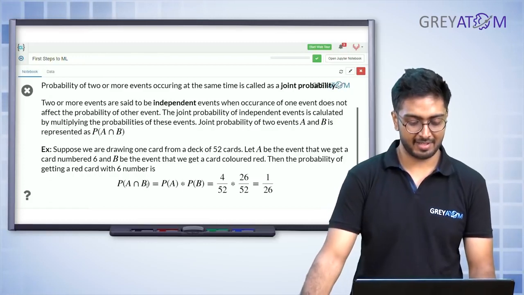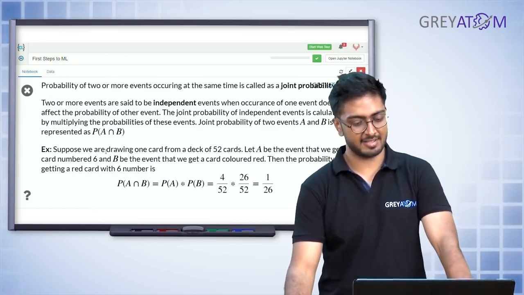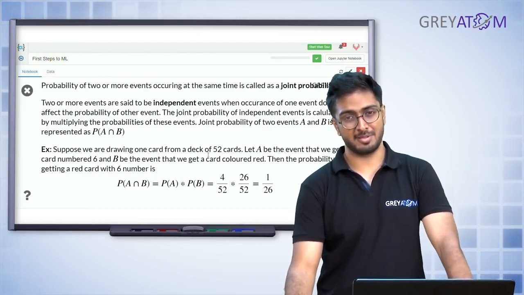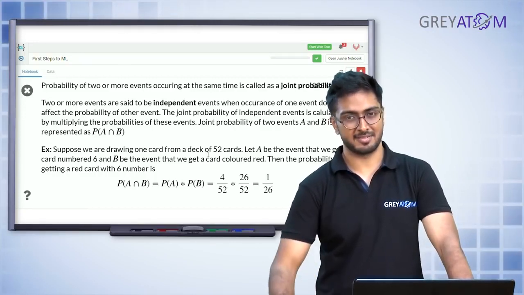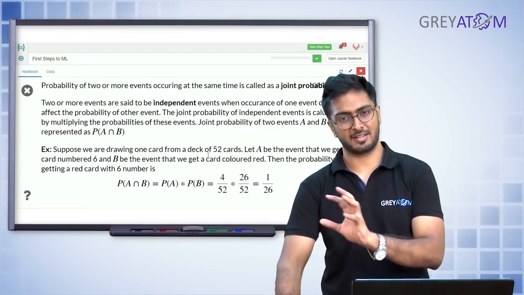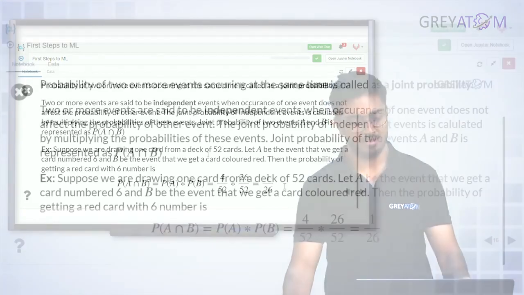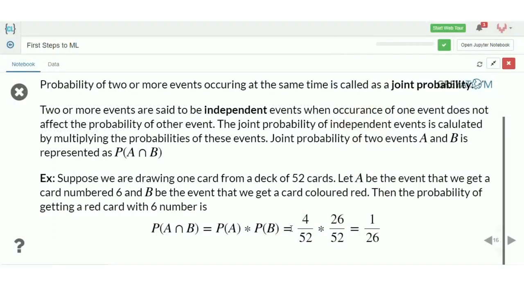So the probability of A intersection B, right? A is the event that the card is numbered 6. How many possible options are there? There are 4 possible options of the card being numbered 6, right? A 6 of each of spades, hearts, diamonds, and clubs. So there are 4 options that the card could be a 6 out of 52 options.